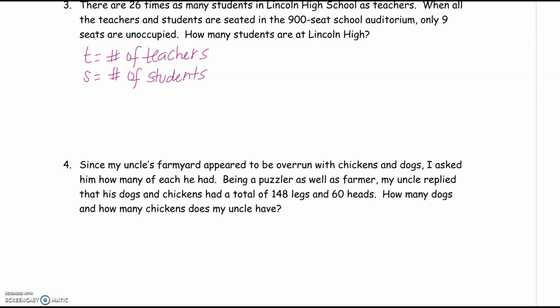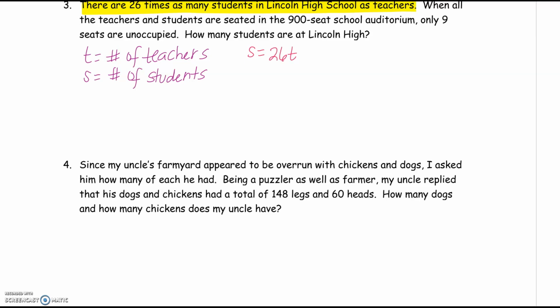All right, so let's see what that first statement says. There are 26 times as many students in Lincoln High School as teachers. What does that mean? Students equal 26 times the amount of teachers. So one of my equations is S equals 26T.